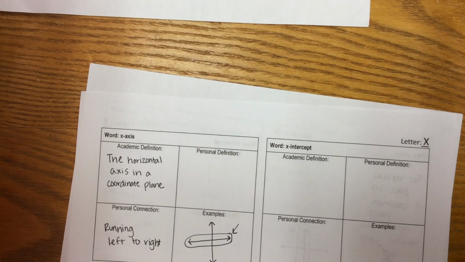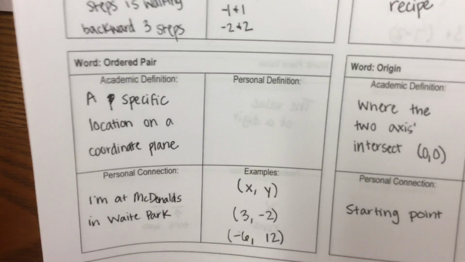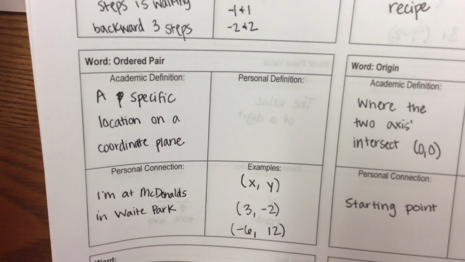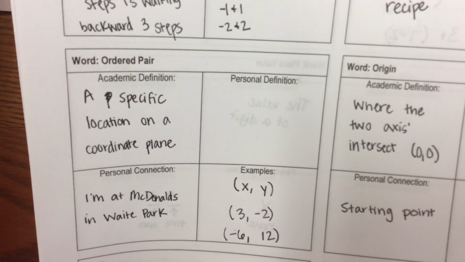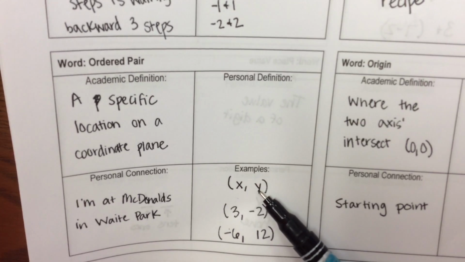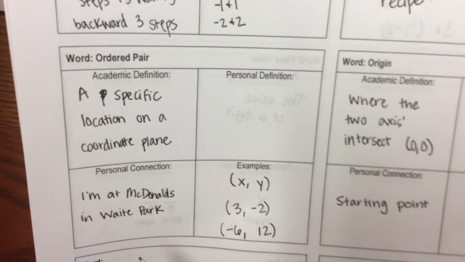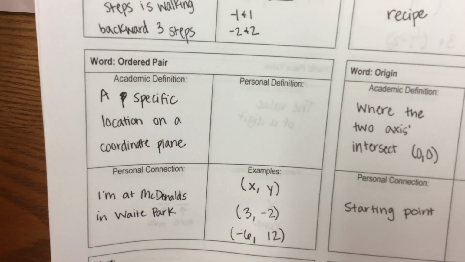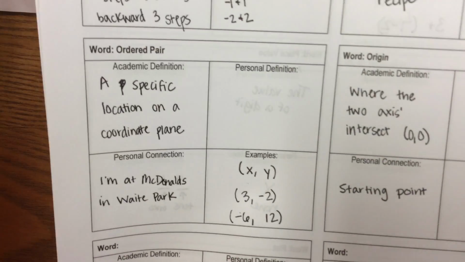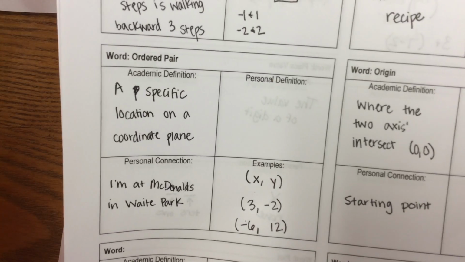Okay. Next we have ordered pair. So going back to those O's, on page 13, ordered pair is a specific location on a coordinate plane. A specific location on a coordinate plane. So it always goes x and then y. So like 3, -2, or -6, 12. Those are ordered pairs. Personal connection would be like saying, I'm at McDonald's in Waite Park. When I say that to most people, if they're from St. Cloud, they know exactly which McDonald's I'm at. So the ordered pair tells us exactly where we are at.